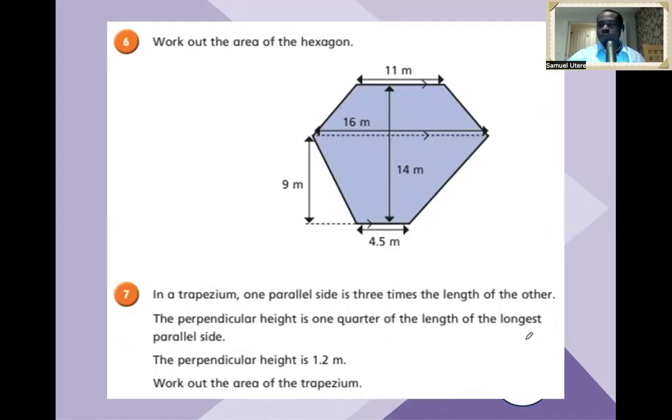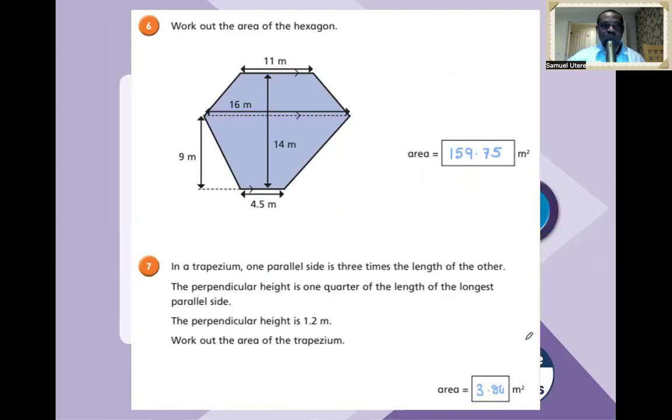All right. Pause the video and answer question 6 in 3 minutes. All right. Assuming you've paused the video and you've answered question 6, here are the answers. For question 6, you're asked to work out the area of the hexagon. You can see the hexagon has two trapezia put together, side by side, one flipped upside down.